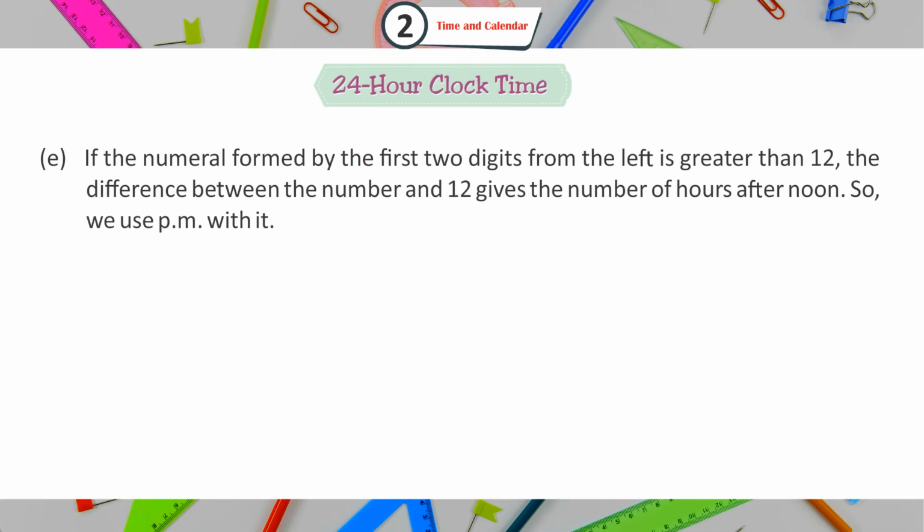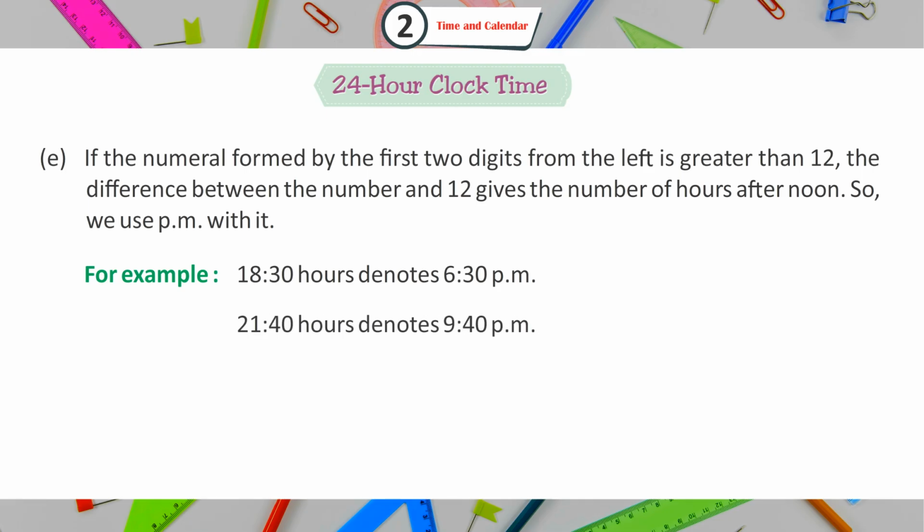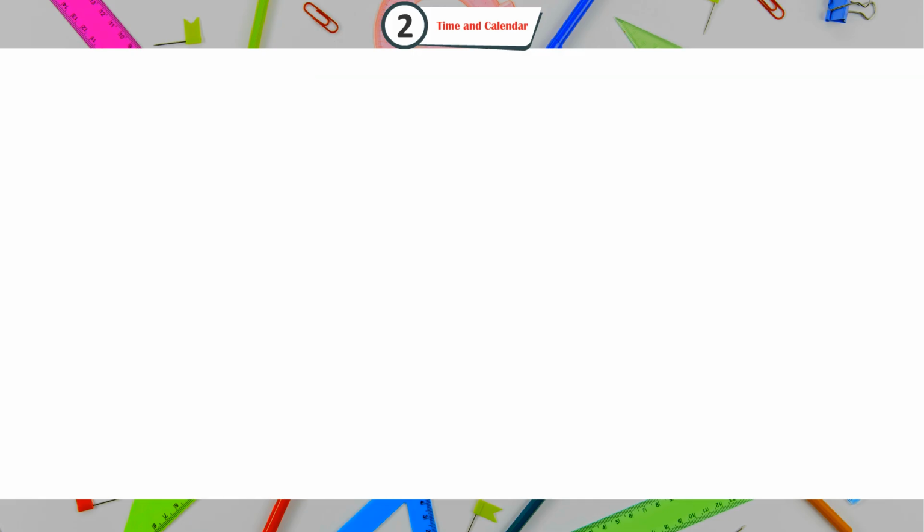E. If the numeral formed by the first two digits from the left is greater than 12, the difference between the number and 12 gives the number of hours after noon, so we use PM with it. For example, 18:30 hours denotes 6:30 p.m. 21:40 hours denotes 9:40 p.m.